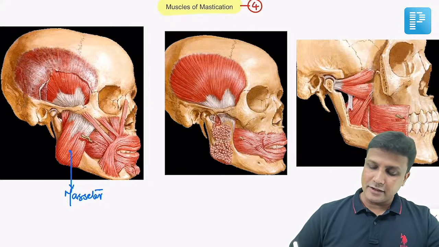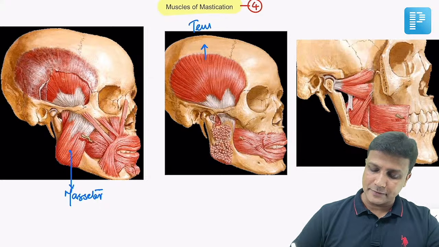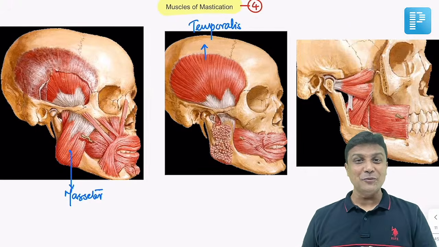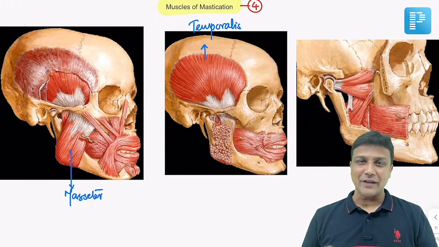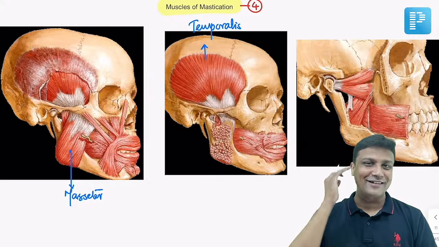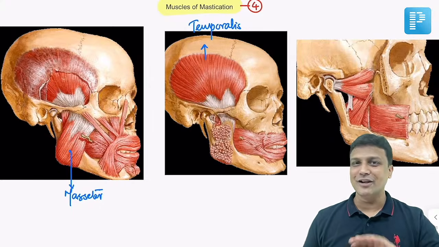And this big muscle here, which is a beautiful fan-shaped muscle, will be the temporalis muscle. This is the temporalis muscle here. Now, these two muscles any student can identify. Even a first year MBBS student can identify the masseter and temporalis. In exams, they actually confuse you with the lateral pterygoid and medial pterygoid.